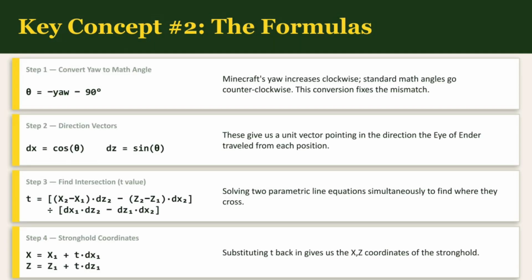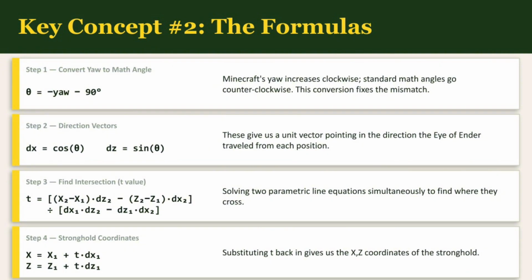Key concept number 2: the formulas. Step 1 is converting the YAW to a math angle. We need this first equation because Minecraft's YAW angle increases clockwise, but obviously in math, it's the opposite, it's counterclockwise. And this conversion will basically fix the issue. Step 2, the direction vectors. These give us a unit vector pointing in the direction of the Eye of Ender, traveled from our two positions, that we will need for the equation.